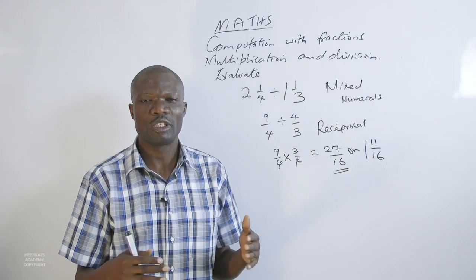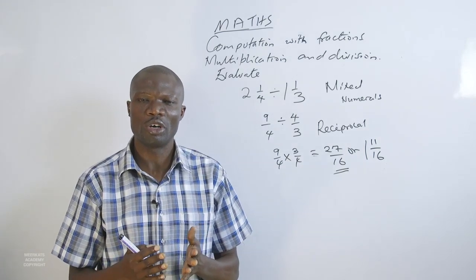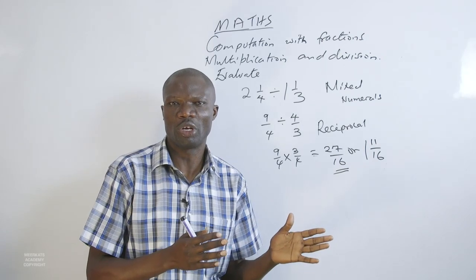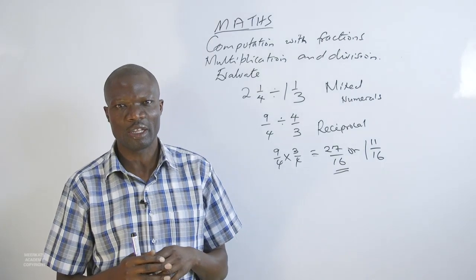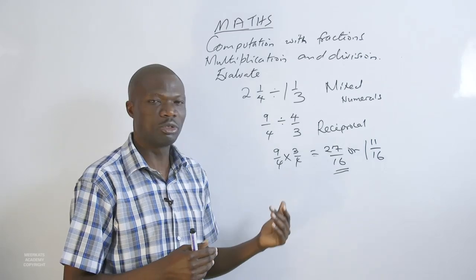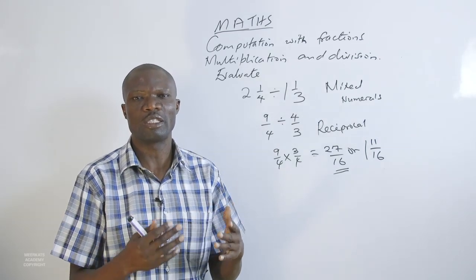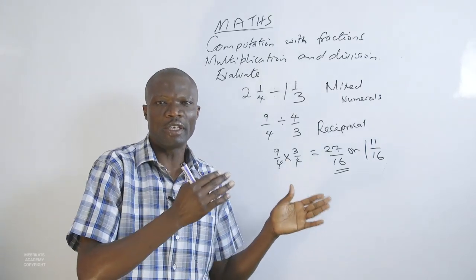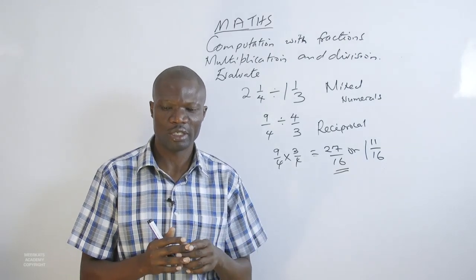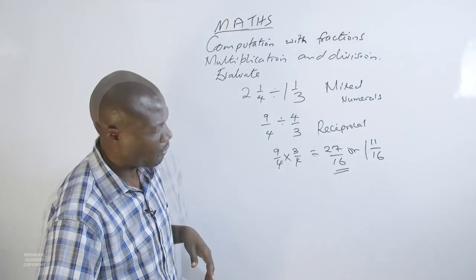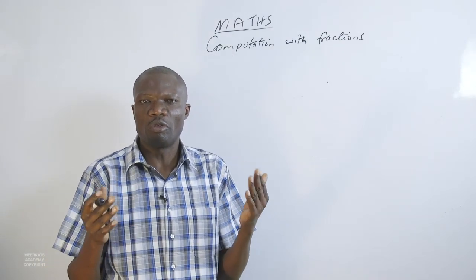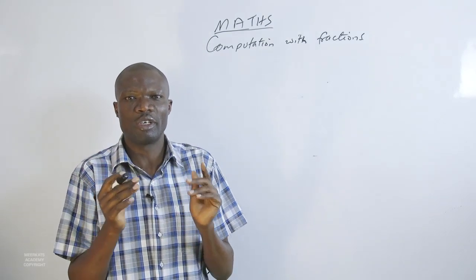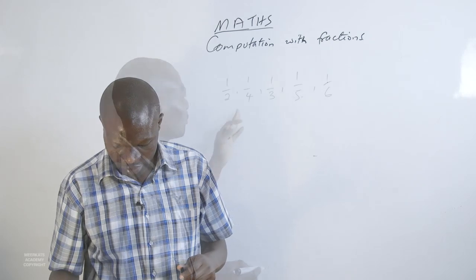In fractions, it is also important for us to know how we can compare the fractions and know which one is smaller or how small a fraction is compared to another one. How is that one done? I want us to look at groups of fractions and see how we can compare the fractions and say this one is smaller than the other one, or arrange them in ascending or descending order. So given a group of fractions, you should be able to arrange them in either ascending or descending order.